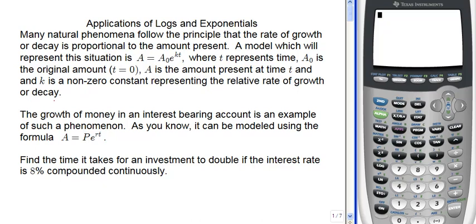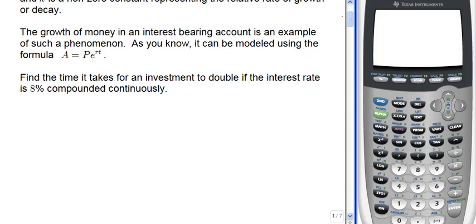One common example that you already know about is the growth of money in an interest-bearing account. It's an example of such a phenomenon. We all know this as the Pert formula, A equals Pe to the rt, where the A sub 0 is what we call the principal P. So let's practice using this for a moment.